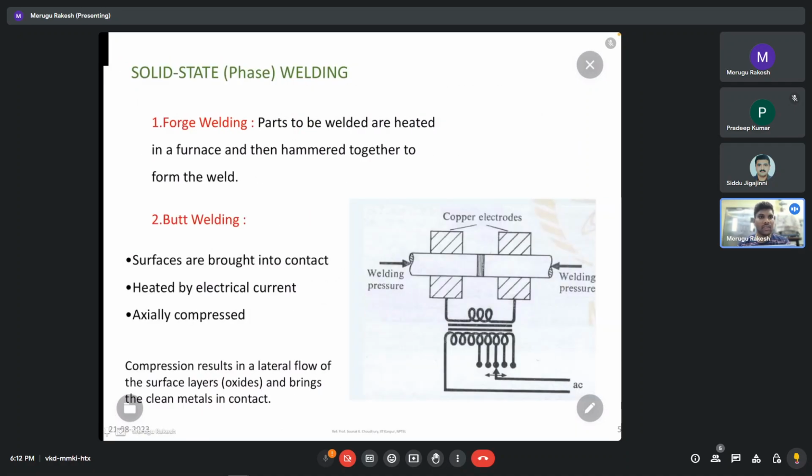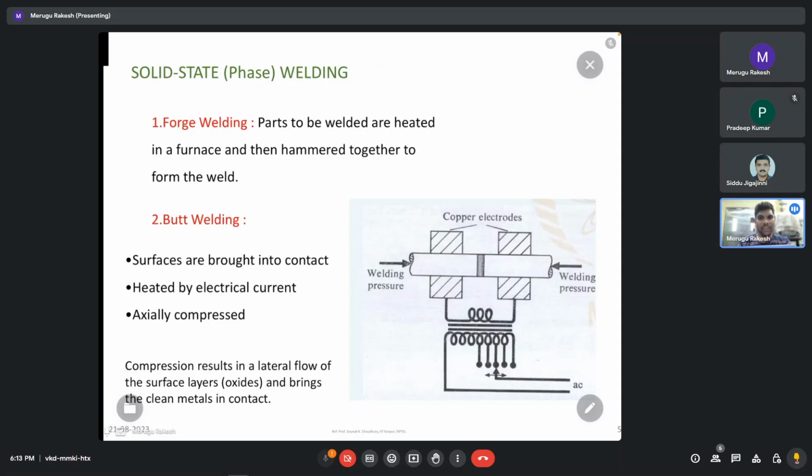Let us discuss one by one. The first one is forge welding. This was a very old technique in which we just heat the metal, and then we use an open hammer to get the required shape.